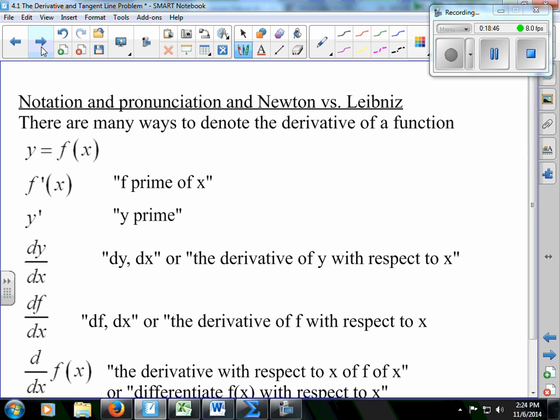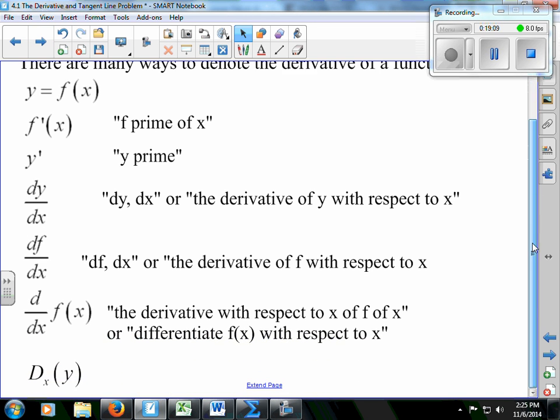As a result, we have about 1 million ways of writing the same exact thing, and that's what this page here is about. All of the different ways that you can write the derivative. To this day, we give both of them equal credit for discovering calculus. But you also get to write in both notations. There are benefits to each one.